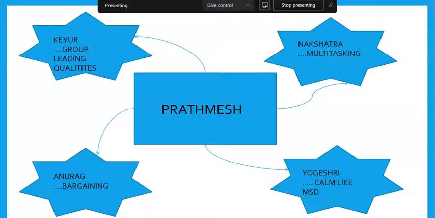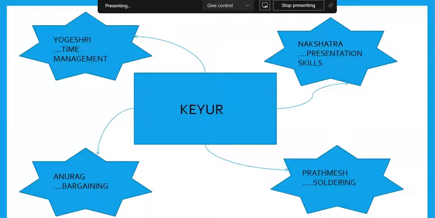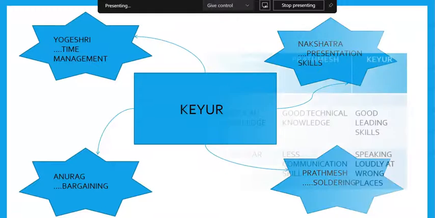Now Prathmesh. Prathmesh says that Keyur has very good leading qualities, while he too referred to me as good at multitasking. He also has an opinion about Anurag, that he is good at bargaining, and he says Yogeshri is calm like MS Dhoni. Now finally, Keyur. Keyur learned time management from Yogeshri, presentation skills from me, bargaining from Anurag, and soldering from Prathamesh.